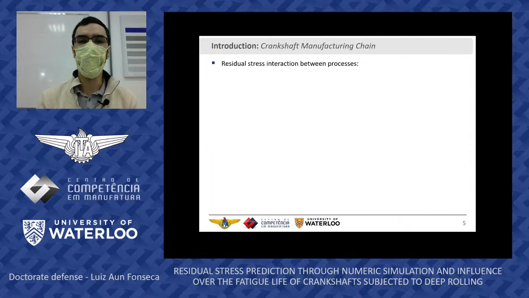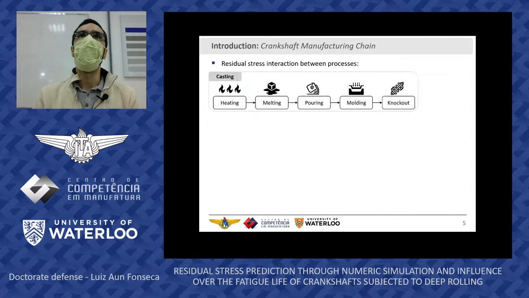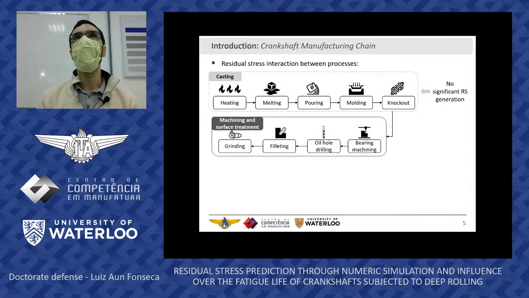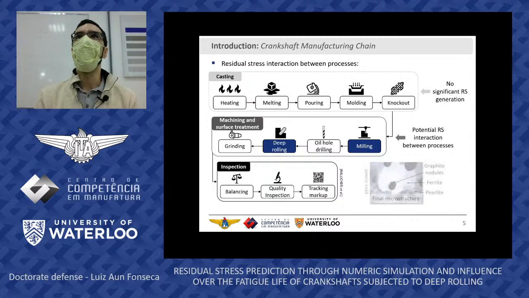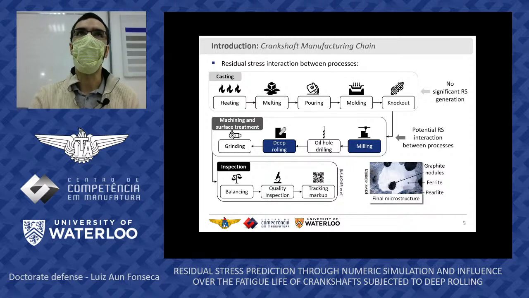Okay, so let's put everyone in the same page in terms of the crankshaft manufacturing chain, with a special look on residual stress interaction between the processes. So first, for a casted crankshaft, we would have casting first, which would theoretically not introduce significant residual stresses to the component. And after that, we have machining and surface treatment. And in this case, we do have two processes that can interact between each other in terms of residual stress generation, especially at the fillet radii region. That would be deep rolling and milling. And finally, we have inspection with balancing. So by the end, for a cast iron crankshaft, we would have a graphite nodule surrounded by ferrite inside a perlitic matrix. So let's take these two main processes and study a little bit more about them.